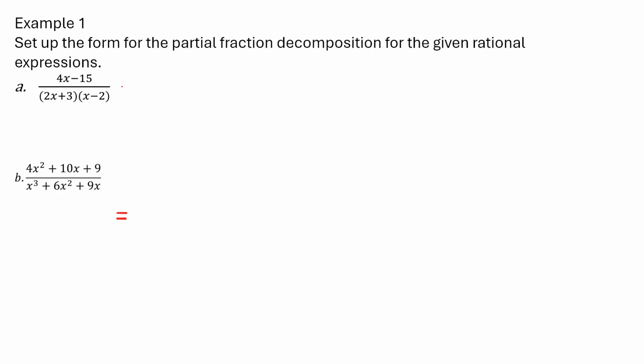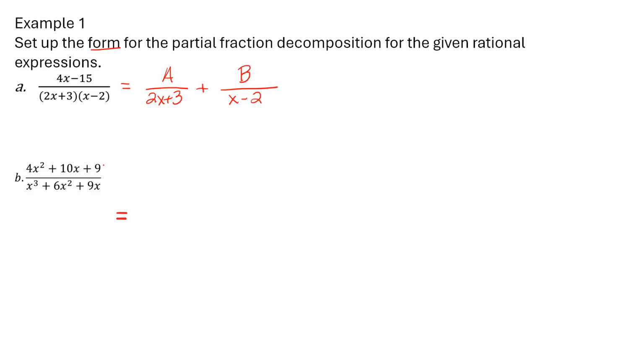All right, so the first one, it has two linear factors in the denominator. It's already factored for us, so we know we're going to have two fractions. The first one will have denominator 2x plus 3, and the second one will have denominator x minus 2. The numerators will be constants because the denominators are linear. So this will be a and this will be b. So that's all there is to setting up the form for the decomposition. We're not doing the decomposition yet.